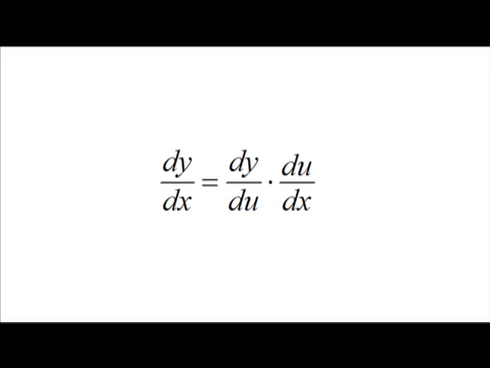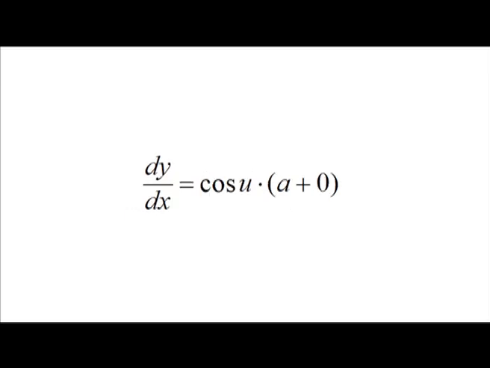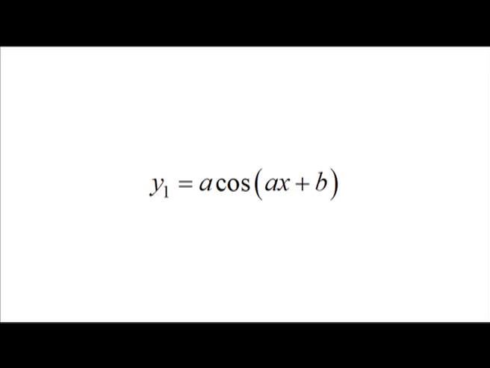We take u equal to ax plus b. Then using the chain rule, dy by dx is equal to dy by du into du by dx. We obtain dy by dx is equal to d by du of sin u into d by dx of ax plus b. That is dy by dx equal to cos u into a plus 0. That is dy by dx equal to a into cos u, which is equal to a into cos of ax plus b. That is y1 equal to a into cos of ax plus b.